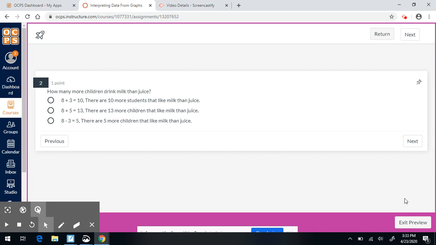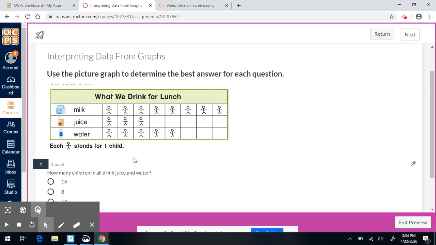Next, how many more, keywords, many more children drink milk than juice? 8 plus 3 equals 10. There are 10 more students that like milk than juice. 8 plus 5 equals 13. There are 13 more children that like milk than juice. Or 8 minus 3 equals 5. There are 5 more children that like milk than juice. Again, look at the chart. How many more children like milk than juice? So do your subtraction equation. See if you can figure it out.